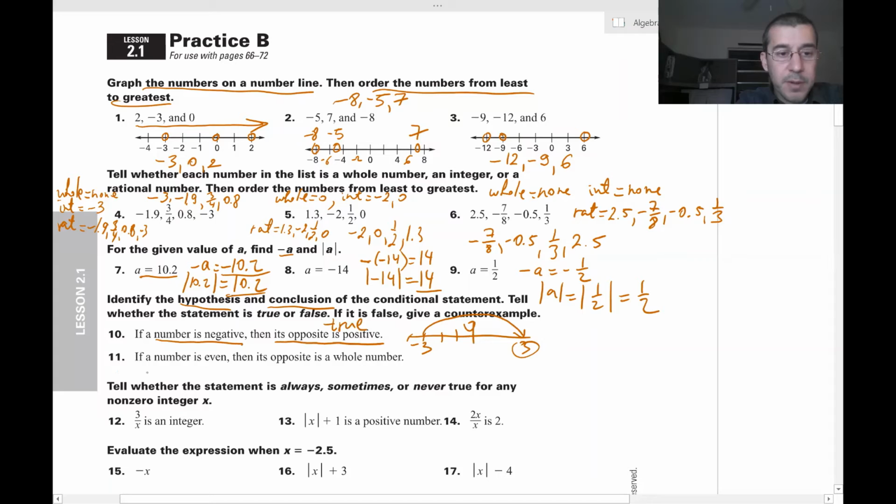Okay. Number 11, if a number is even, then its opposite is a whole number. Number is even, that's the hypothesis. Its opposite is a whole number, that's the conclusion. Tell whether the statement is true or false.